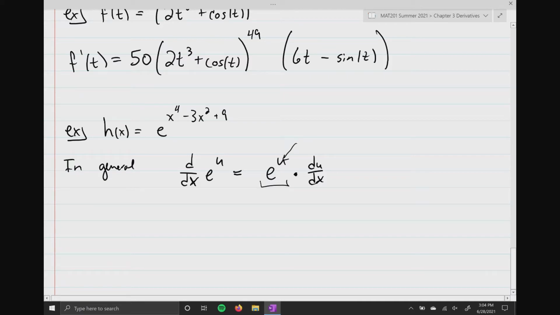So for our example, h prime of x is going to equal, well, rewrite e to the x to the fourth minus 3x squared plus 9. And then we're going to multiply this by 4x to the third minus 6x. So it's just the derivative of the exponent. And that's it. Let's try another one here.